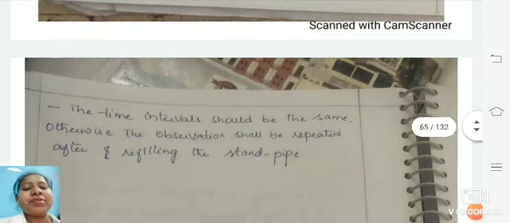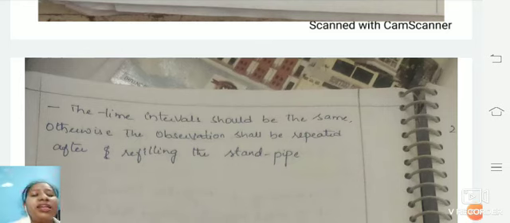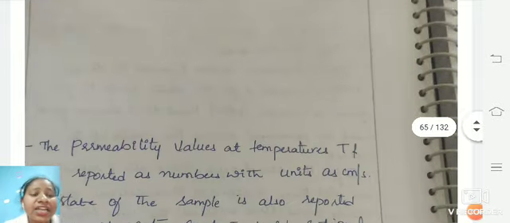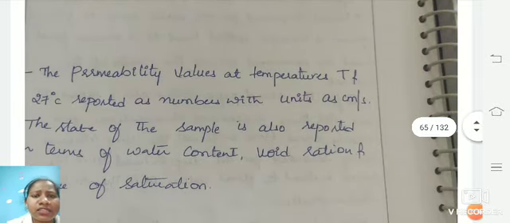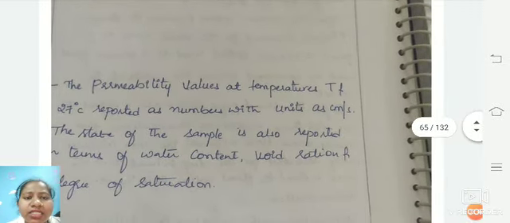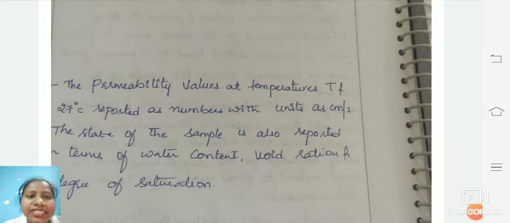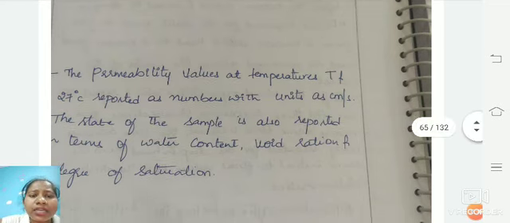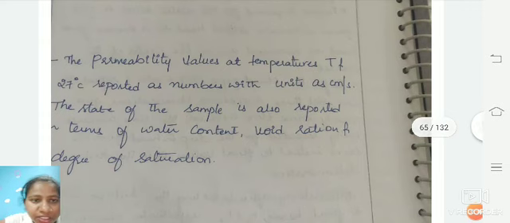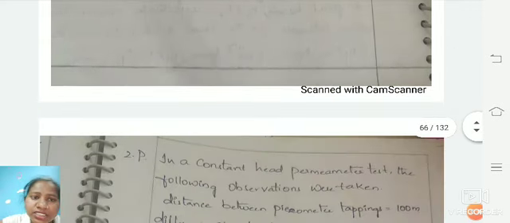The time interval should be taken and the observation should be continuously repeated, and also the pipe should be standard and it should be refilled. And for the permeability, whatever permeability is taken should be reported at 27 degrees centigrade only, in centimeters per second. And for the soil you are taking, the water content and void ratio, and even the degree of saturation, are also taken into consideration.